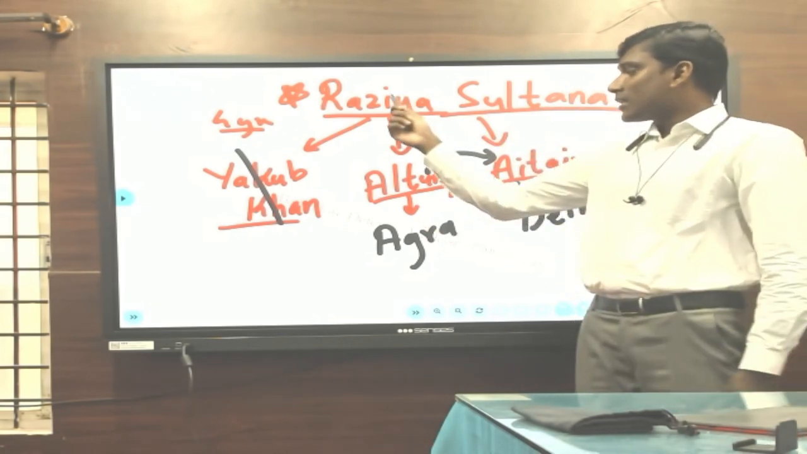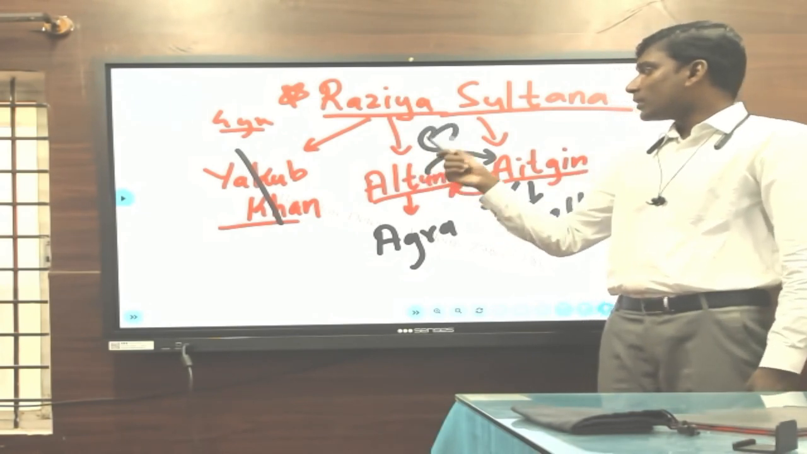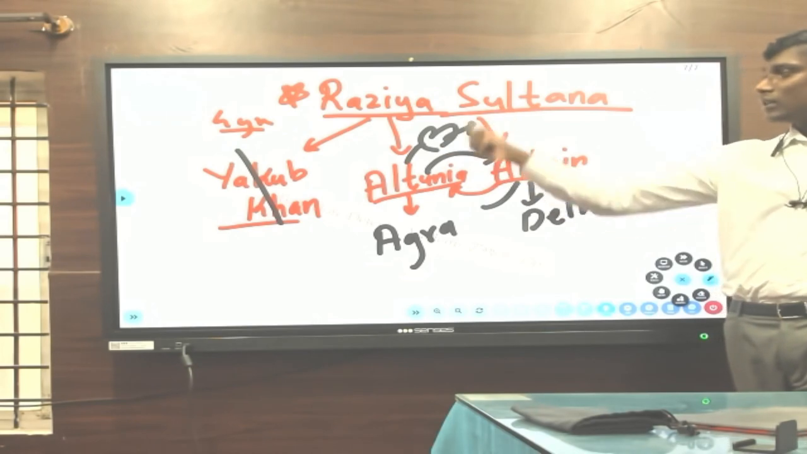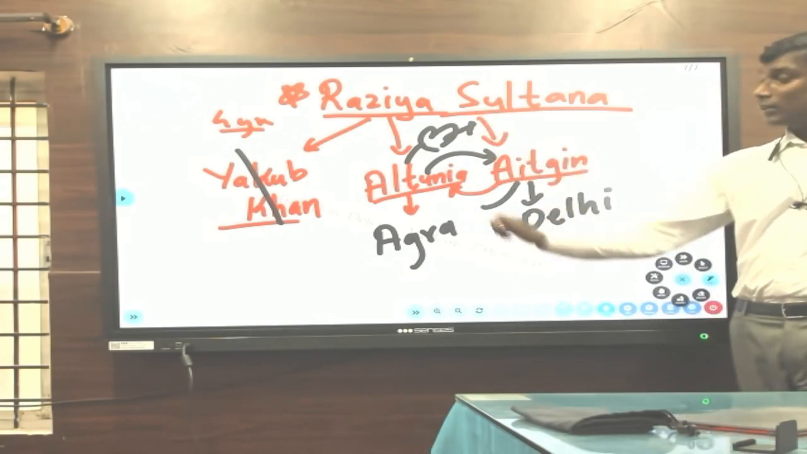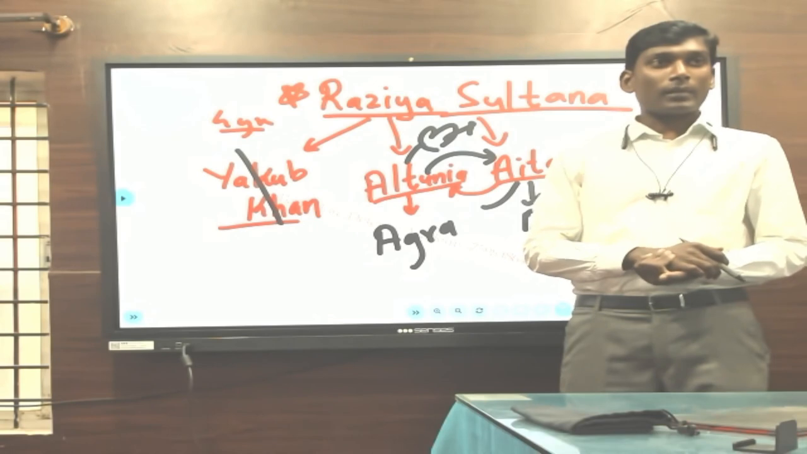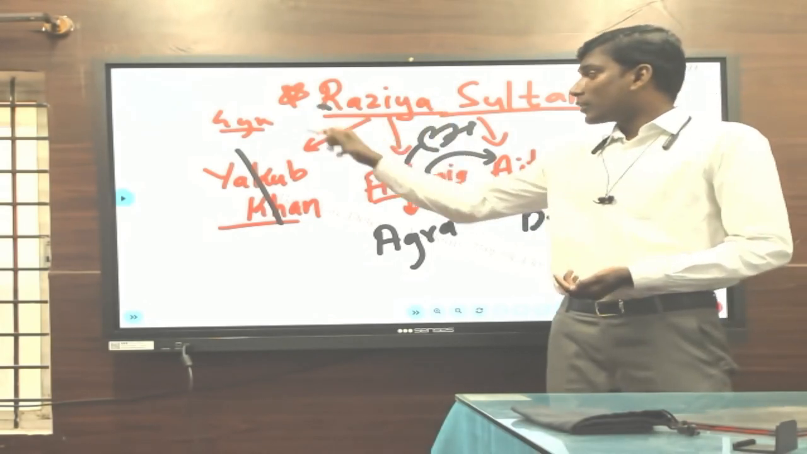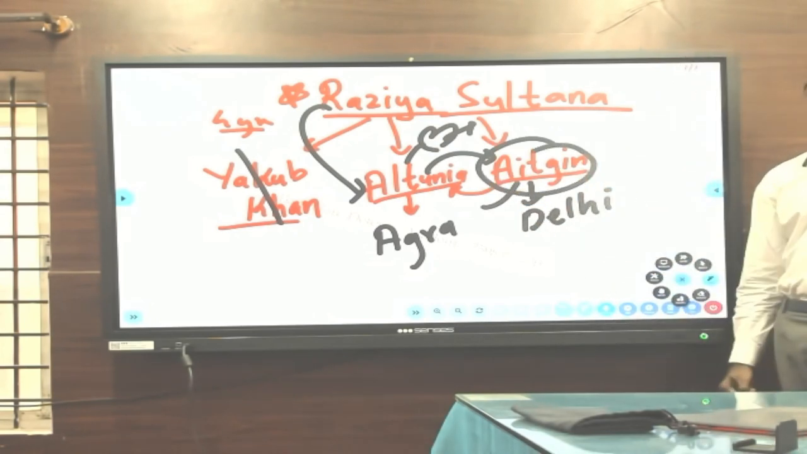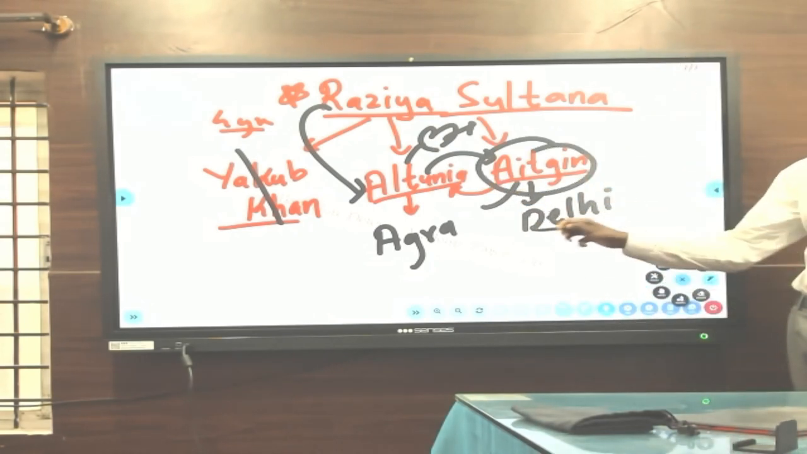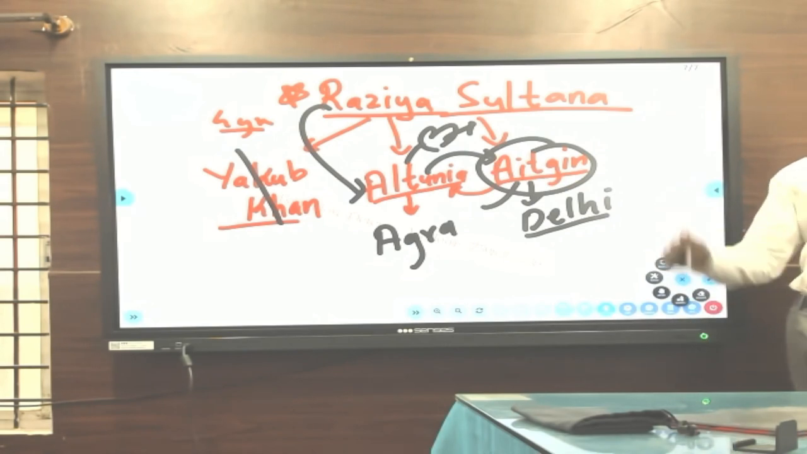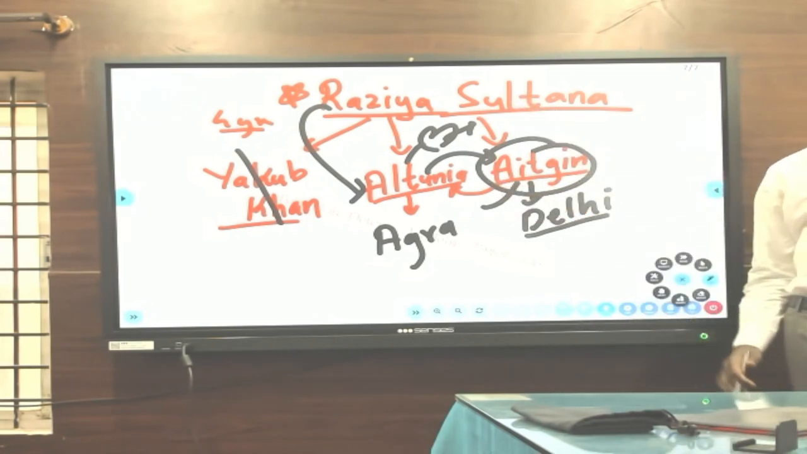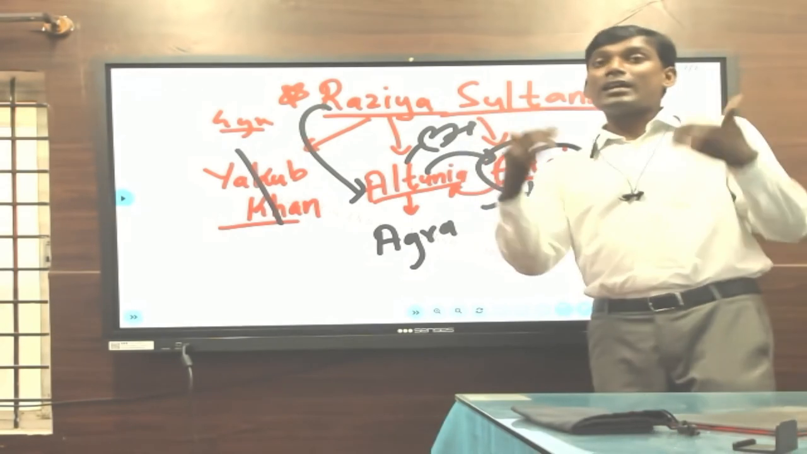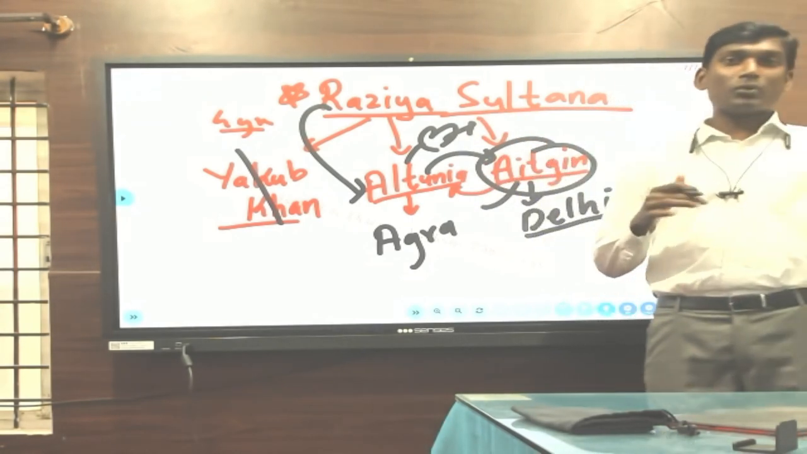Razia Sultan and Altunia fall in love with each other, and they decide to get married. So Altunia and Razia Sultana get married. Now Razia Sultan says, okay, I'll give you one idea. We both will go and attack Aydin, who is in Delhi. Altunia says, yes, I am ready. So they both set out towards Delhi. Tomorrow they are going to attack, but one night before, they are taking rest near the Yamuna river.